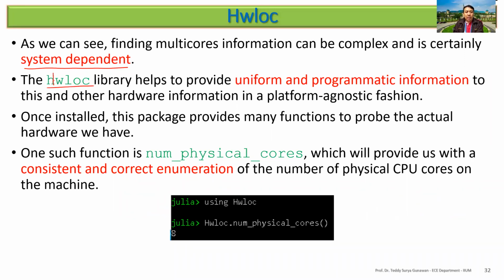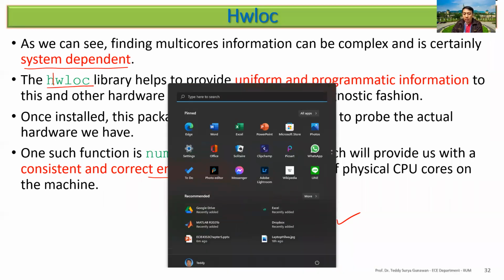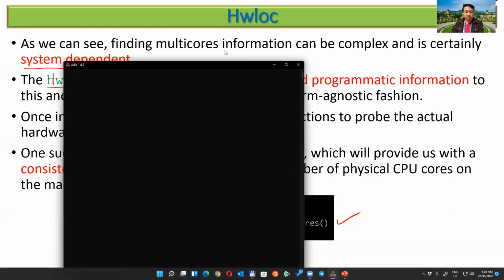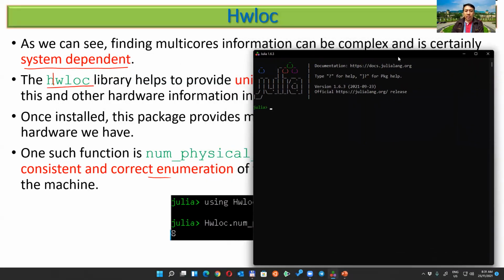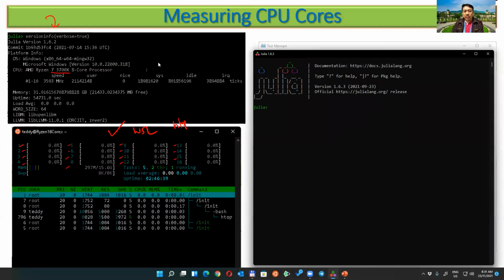So this one should be capital HWloc, hardware locality, to provide uniform and programmatic information on this and other hardware information. Okay, so for example, here you can use later on the number of physical cores. Okay, this is physical. So it will provide us with a consistent, correct enumeration. So this is the building block for threads programming, because we want to make our threads similar to the number of processors.